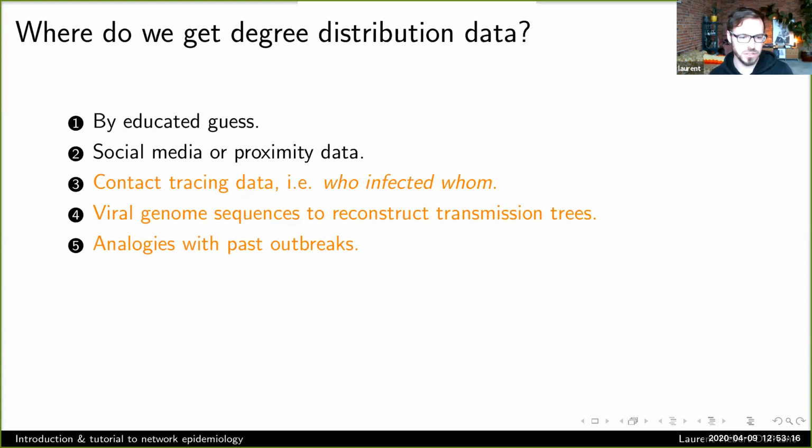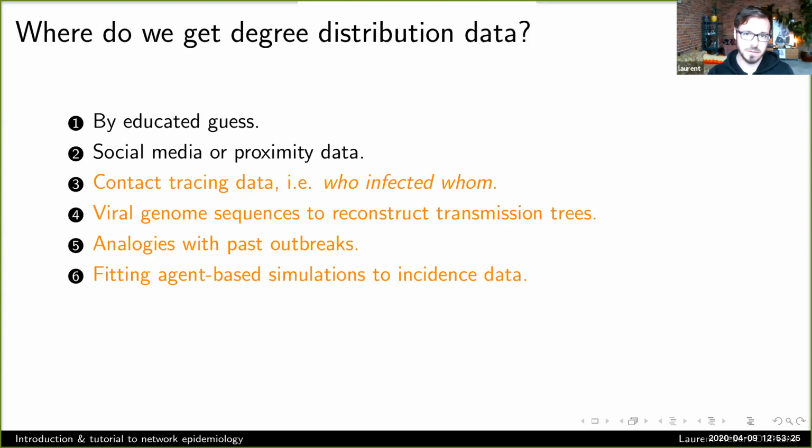It could just be analogies with past outbreaks. You assume that this coronavirus is similar to past coronaviruses. Or it could be fitting agent-based simulations to incidence data, keeping what makes sense, what looks like the data, and taking your contact patterns from there. It's a lot of different approaches. We describe them in more detail in this preprint that's on arXiv and medRxiv. There's a lot of references there to how people use these different approaches to try and infer contact patterns. So I'll just put this one reference, but it's work by other people that's really valuable here.